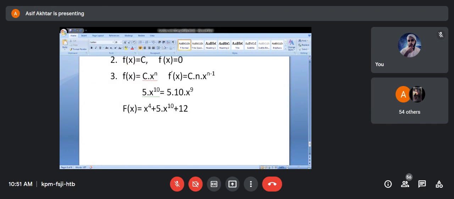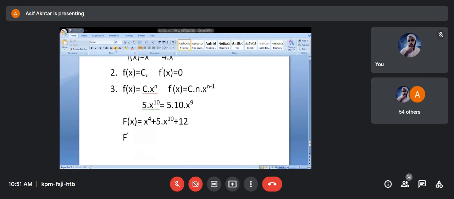How many terms do we have in this function? इस function में कितनी terms हैं? 3. 3 terms. X raised to the power 4, 5 into x to the power 10, and 12. So we have 3 terms in this function. I want to calculate the differentiation of this function. I want to calculate f dash x. मुझे ये निकालना है. I want to calculate differentiation.